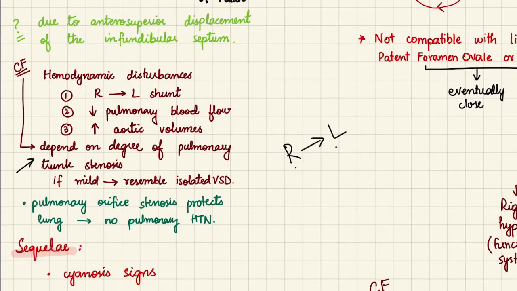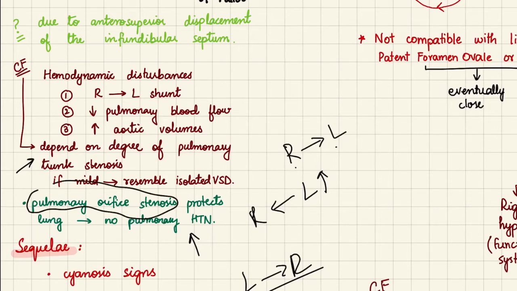If we consider a normal ventricular septal defect, then we have greater pressures on the left side, and that will be a left to right shunt if there is a mild degree of pulmonary stenosis. One other thing to remember is that although in this case we have right ventricular hypertrophy, and we've seen that whenever that happens, just as in left to right shunts, there are severe complications of pulmonary hypertension. But in this case, the pulmonary orifice stenosis is going to protect the lung from that volume overload, and thus no pulmonary hypertension develops, although the right ventricular hypertrophy is there.